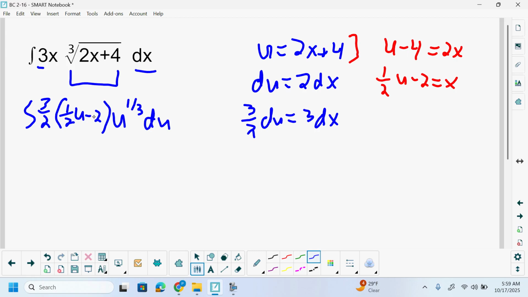And now we're just going to neaten up. We got two things we're going to be distributing. We're going to distribute the 3/2 and the u to the 1/3. So 3/2 times 1/2 is 3/4. U to the 1/3 times u will give us u to the 4/3. We'll distribute them both to the -2. 3/2 times -2 is -3. And then distribute the u to the 1/3. We'll put it all in parentheses with a du at the end.